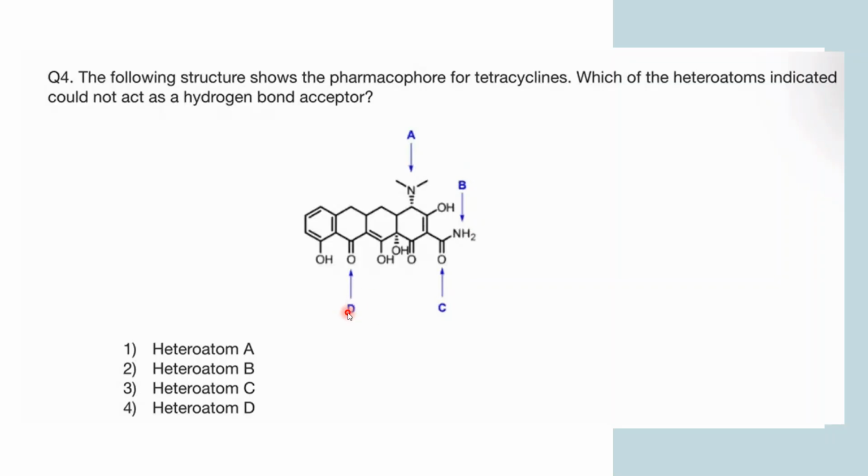Is it D? Is it C? Is it B or is it A? Which of the heteroatoms do you think does not participate as a hydrogen bond acceptor? Heteroatom A, B, C or D? It is a very simple question in terms of hydrogen bond acceptor and donor ability which we have discussed. So any answers?